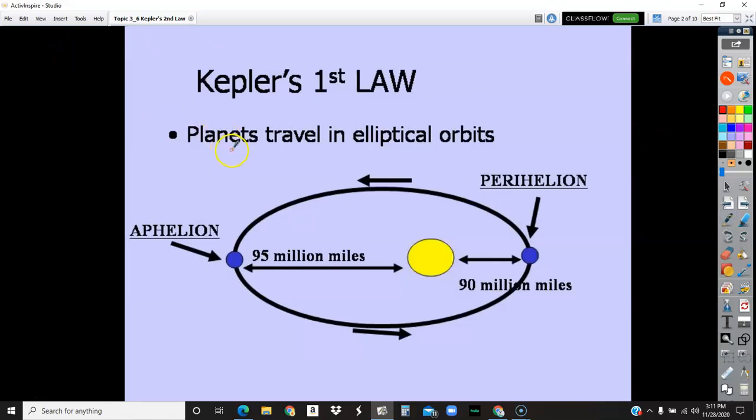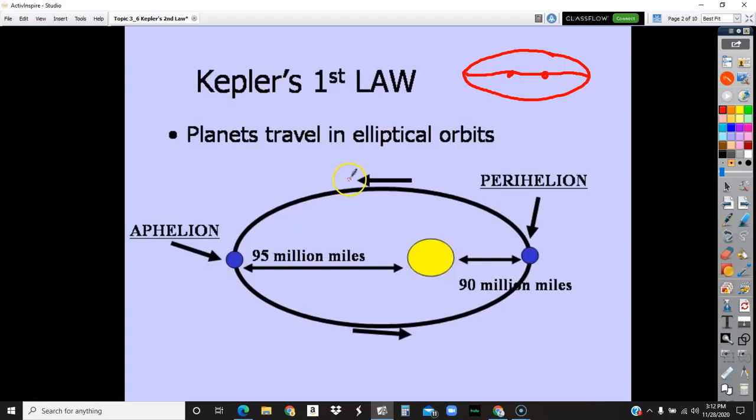Kepler in his first law said all planets travel in elliptical shaped orbits. And again, an ellipse is a flattened circle, you could call it, or an oval. It has two center points called foci. So there's your two foci. The distance across the middle is called the major axis, which is like a diameter. Again, you can't call it diameter because it's not a circle, it's an ellipse.